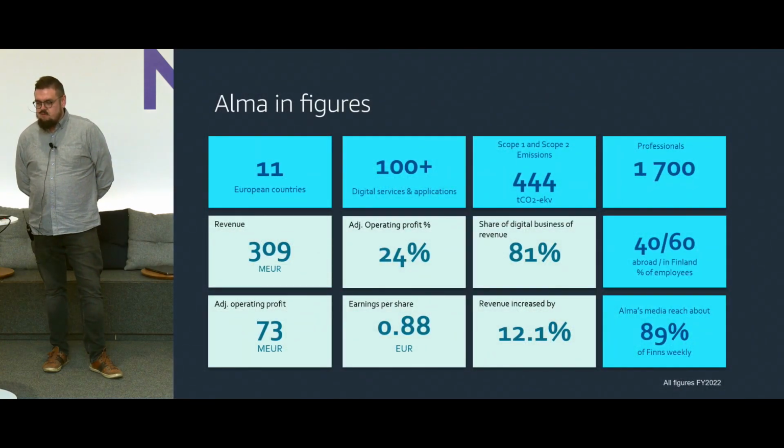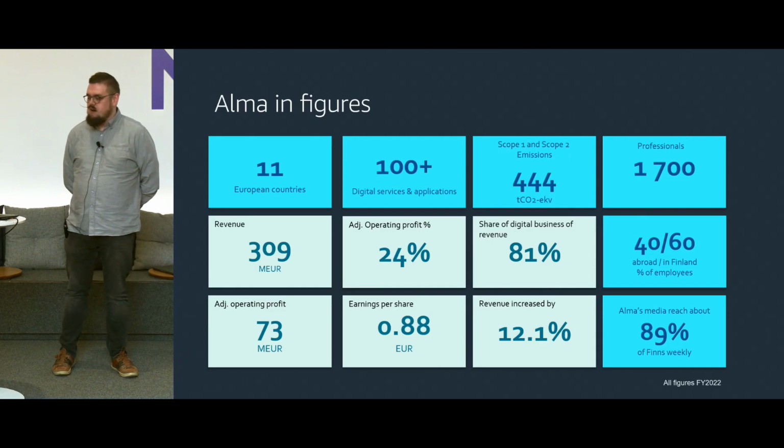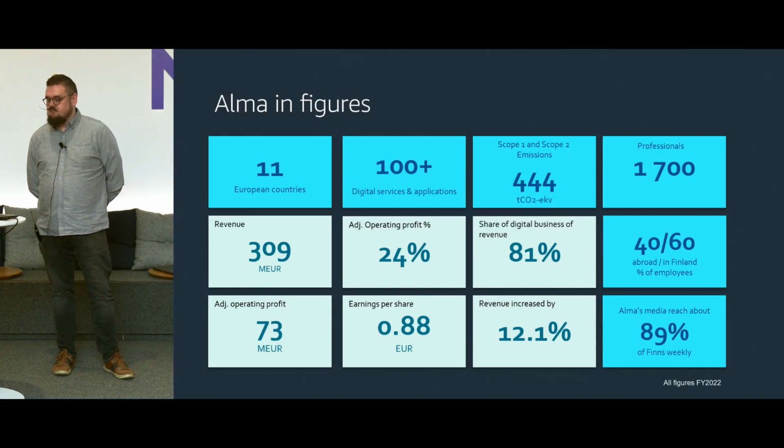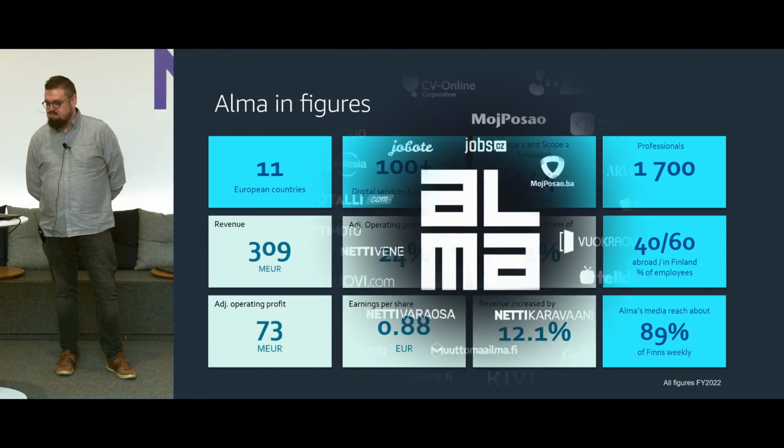Briefly, just a few key figures. So we're talking about transformation to digital services. We have a bit over 100 different digital services and applications. So Alma does not create one single product. Instead, we have a lot of different products. And we operate in 11 European countries and have 1,700 employees, of which 40% are outside of Finland.